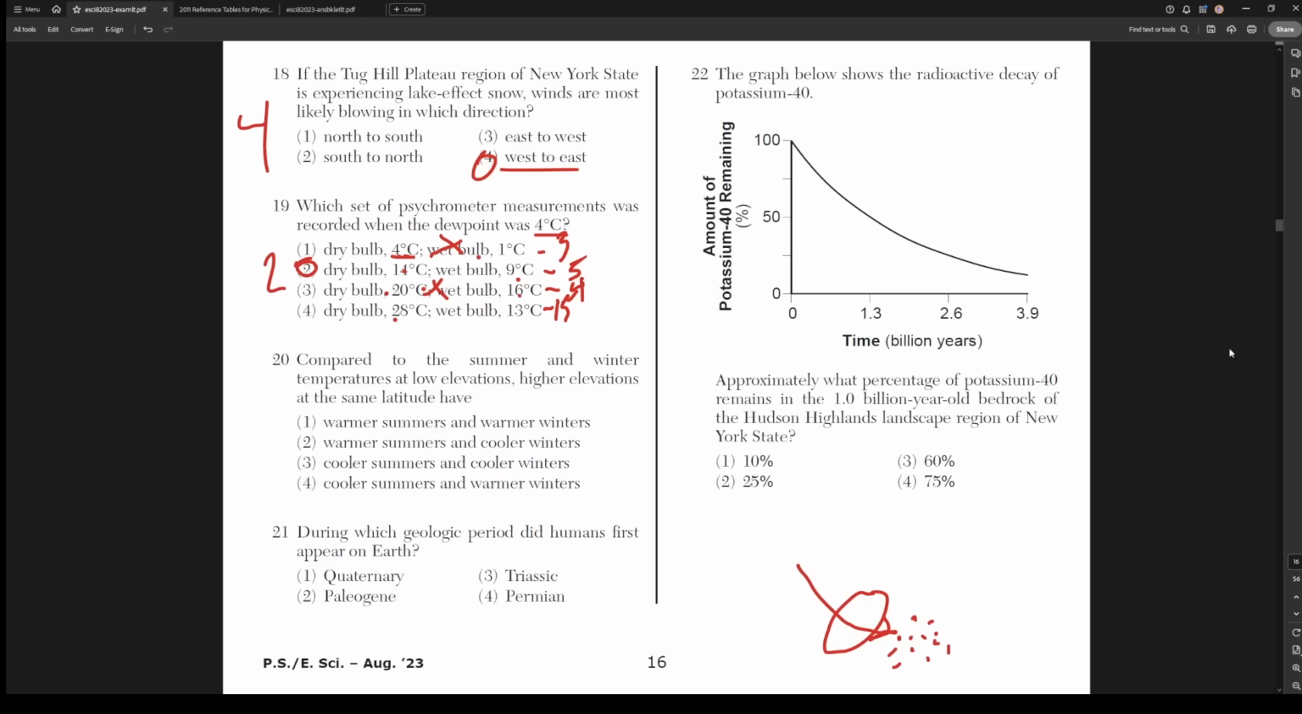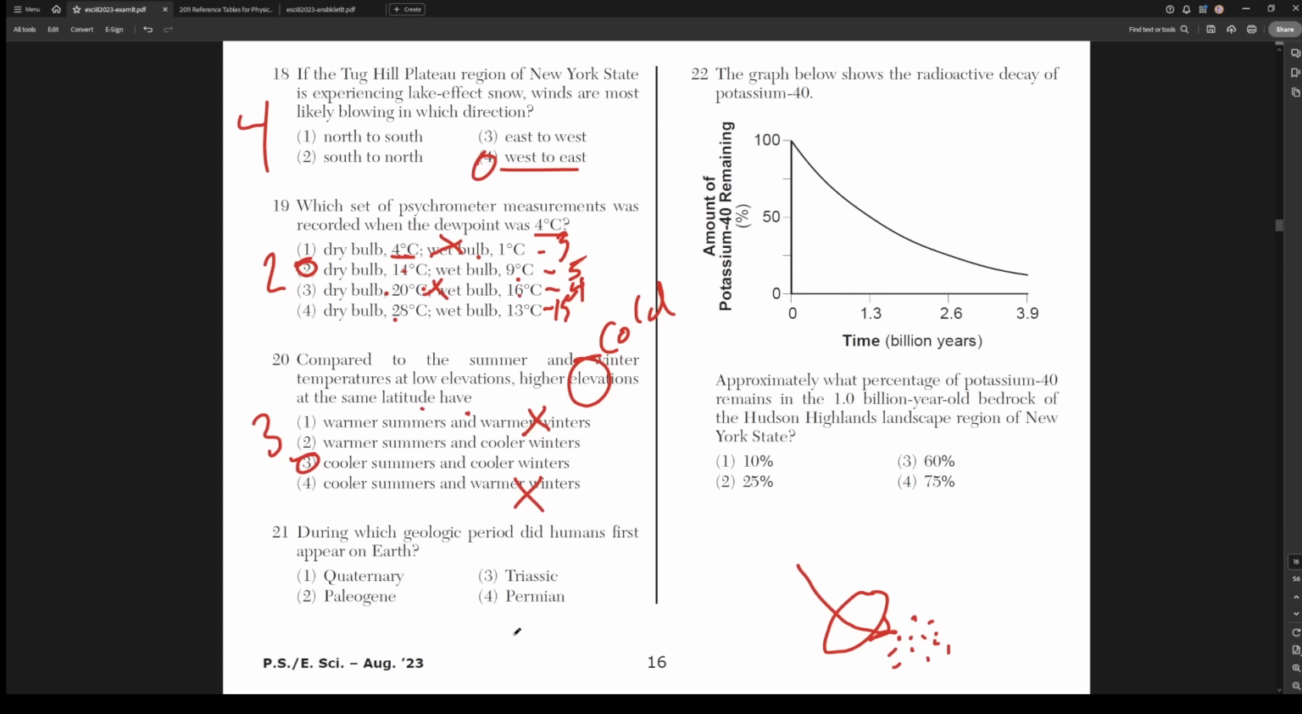Compared to the summer and winter temperatures at low elevation, higher elevations have what? Okay, it's cold. It's cold on the top of mountains. So we definitely want colder winters. So that one's out and that one's out. And then same latitude, it's going to be just cold. So it's going to be 3. Cold, cold, cold.